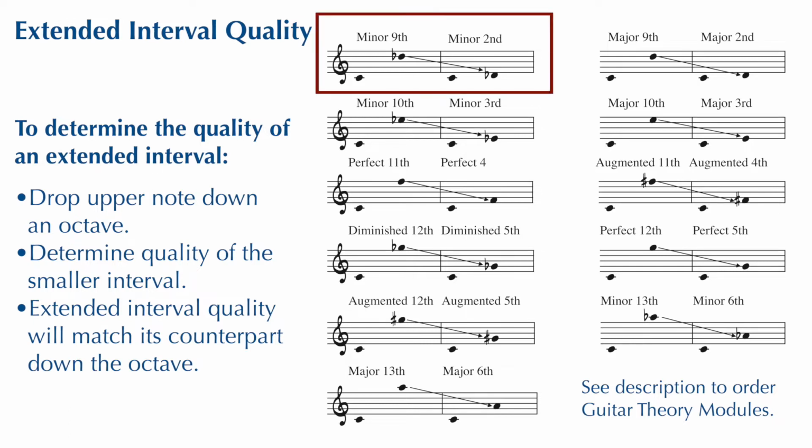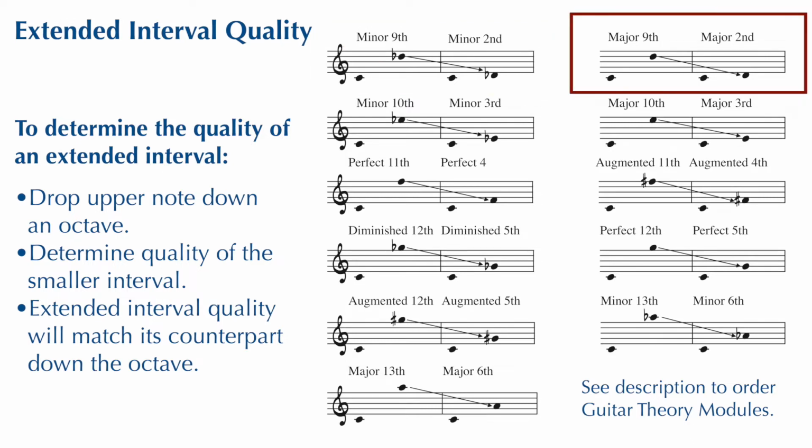C below the staff to fourth line D flat. Any kind of C to this D is going to be a ninth. To figure out the quality, we can drop that D flat down an octave, and now we have C to this D flat below the staff, which is a minor second. If this C to D flat is a minor second, when we raise that D flat an octave, this C to the upper D flat is a minor ninth.